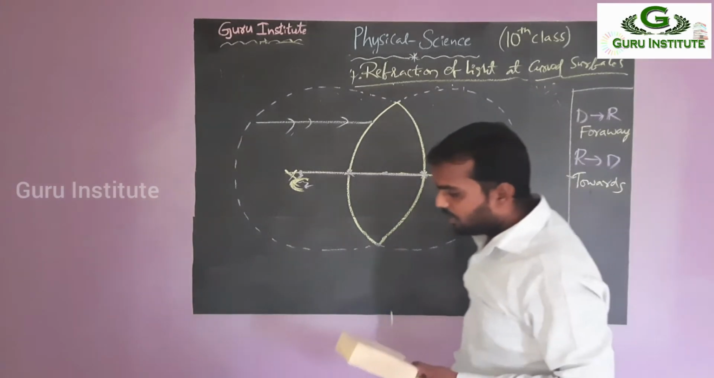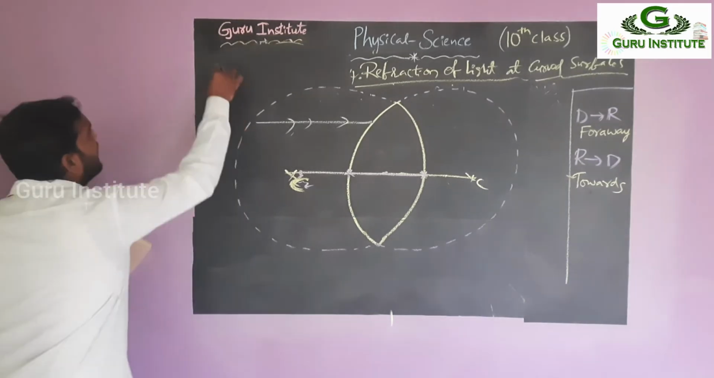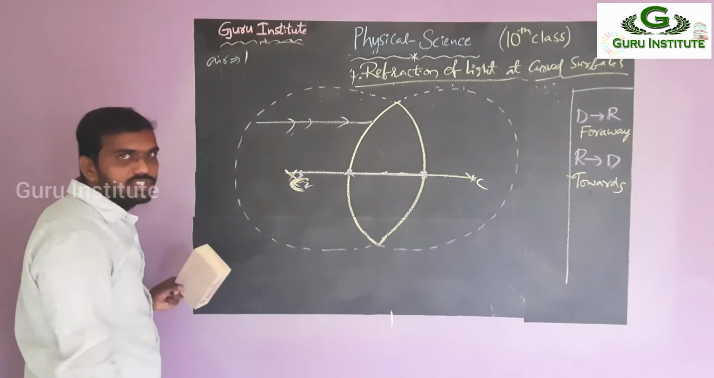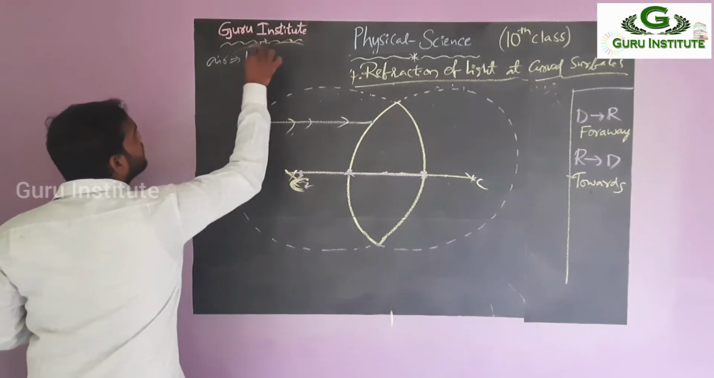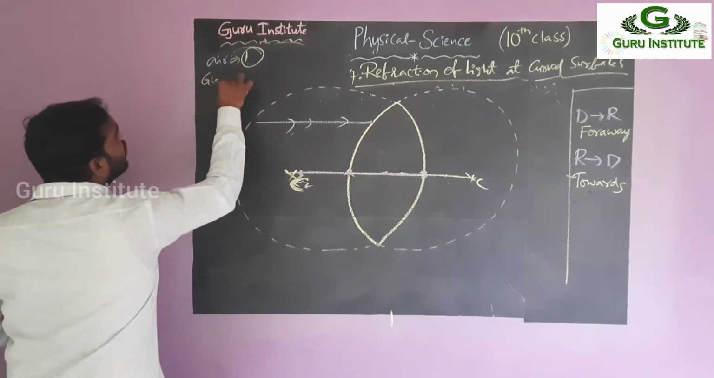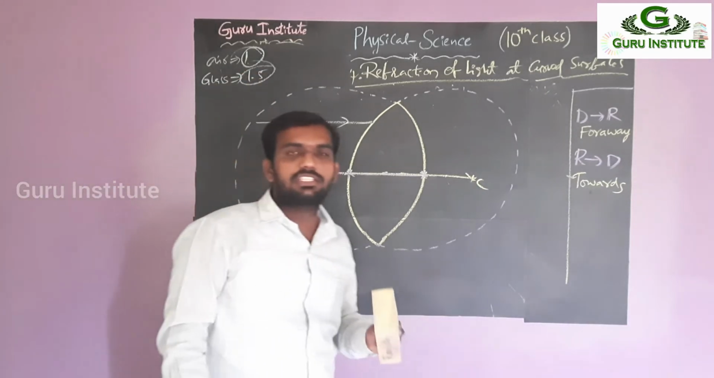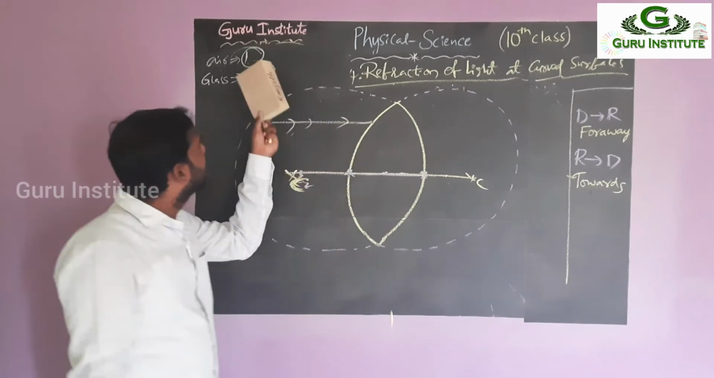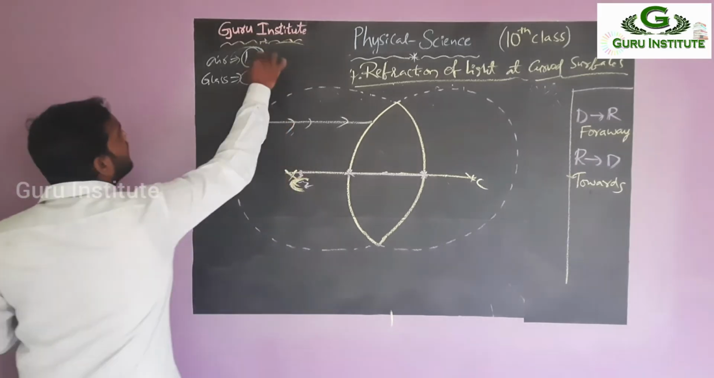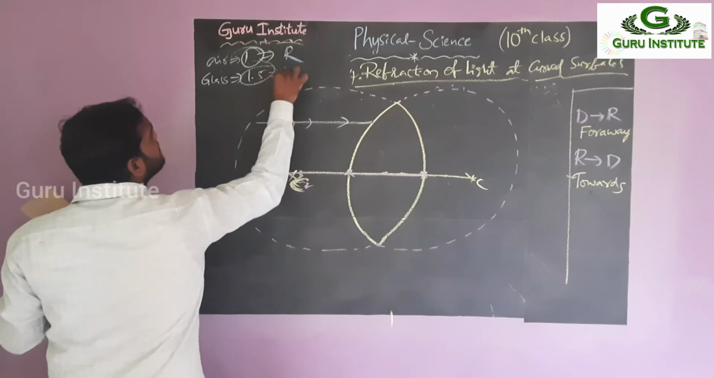So how can we use this? Depending on the refractive index. For air, the refractive index value is 1.0003, so generally we take it as 1. For crown glass or glass, generally we can take the refractive index as 1.5. So for air it is 1 and for glass it is 1.5. That's why air is always the rarer medium, and glass is always the denser medium.